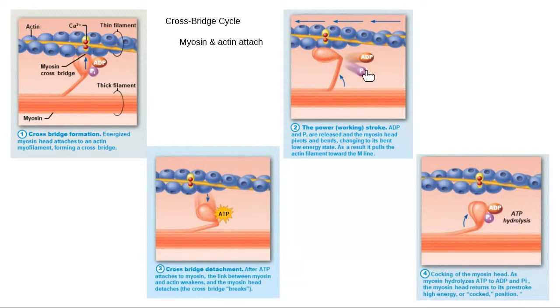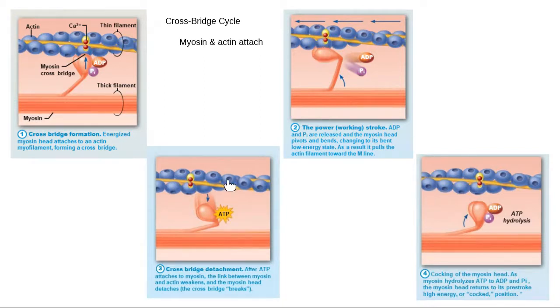When I spit out ADP and phosphate, that allows my myosin head to bend over. When it bends over, it pulls actin with it. So in the power stroke, actin slides toward the middle of the sarcomere. It actually moves for me. At the end of this step, myosin and actin are attached to each other.